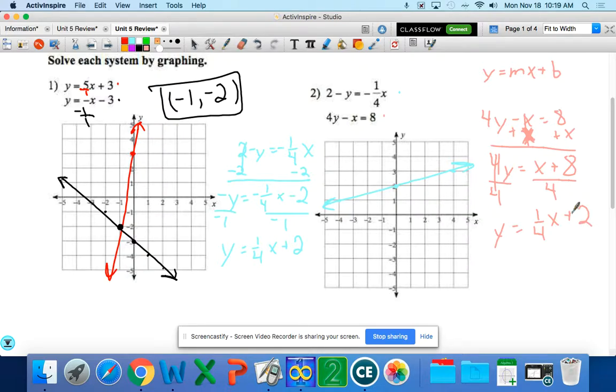So for this one, I'm starting at 2. I'm going up 1, right 4, or down 1, left 4. We can see that it's the exact same line. That's one of those special cases. That means our answer is infinite number of solutions.